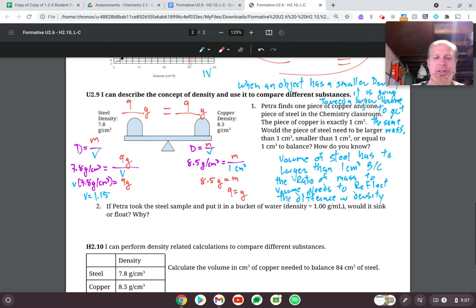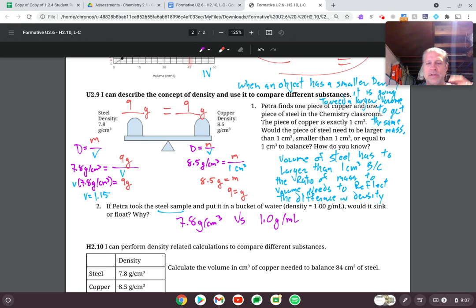The next question is asking if the object in question would sink or float. And in this case, we're looking at the steel sample, and we know that the steel sample has a density of 7.8 grams per centimeter cubed, and water has a density of 1.0 grams per, in this case, milliliter. But really, in reality, the question is, will it sink or float? And the answer in this case is steel would sink.